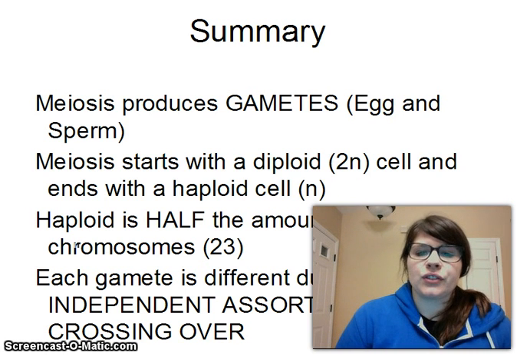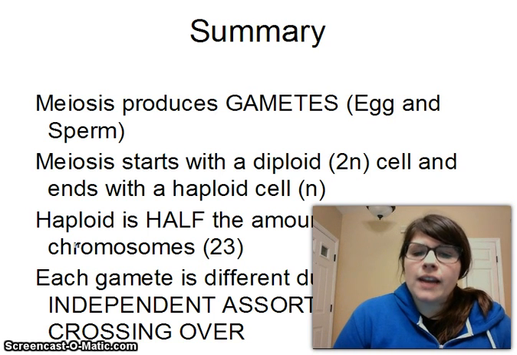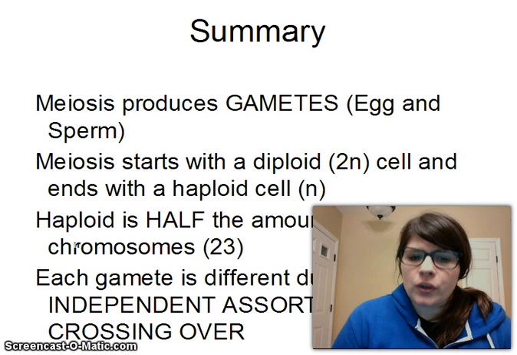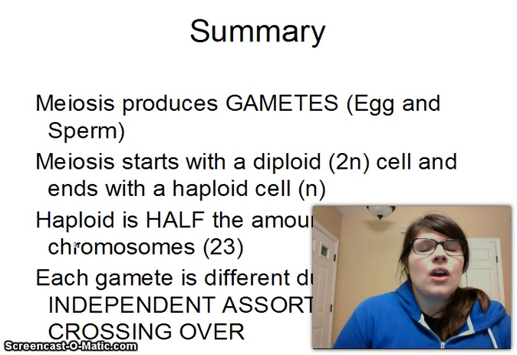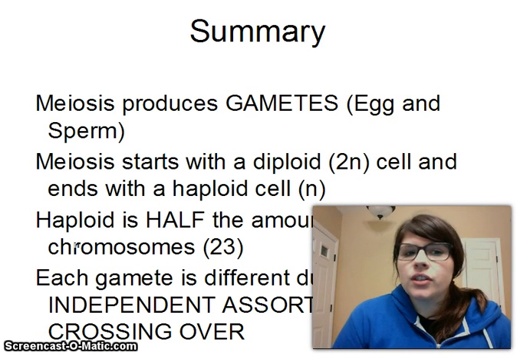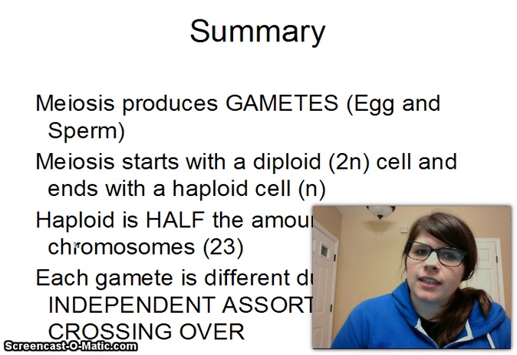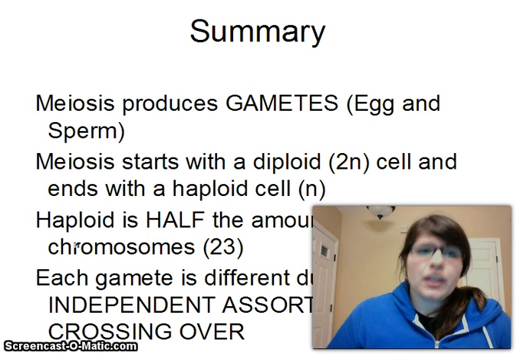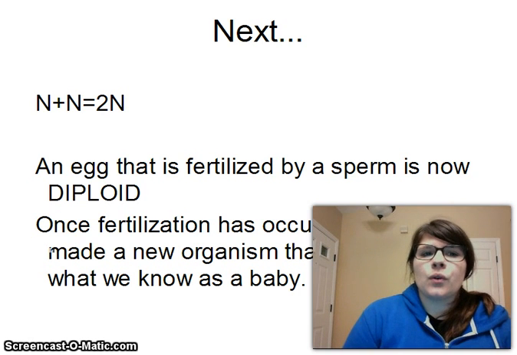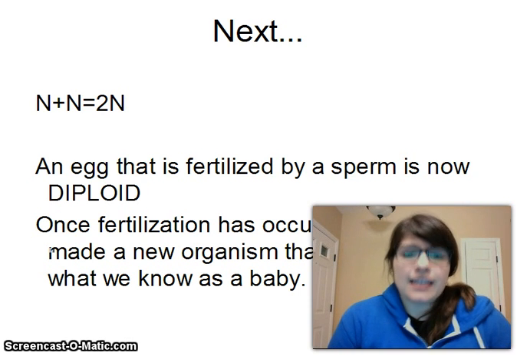Each gamete is different due to independent assortment. So we have no control over where those chromosomes are going in order to make that gamete. It just happens and it is assorted. No one knows why. And then we also have crossing over that occurs in prophase 1. And that crossing over is going to give us genetic variability as well. Now, what happens next? We've created our egg and our sperm. So we want to create a new organism. That new organism, when you add n plus n, you get 2n.